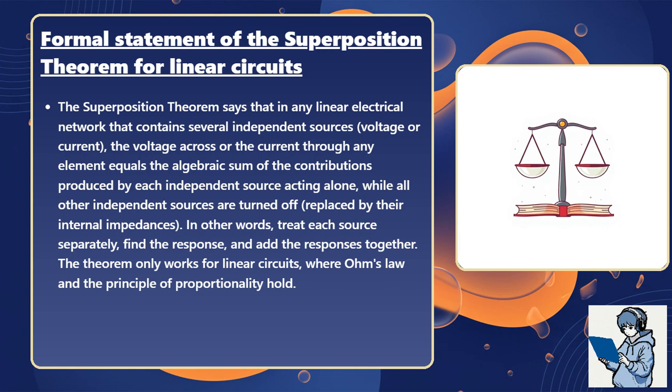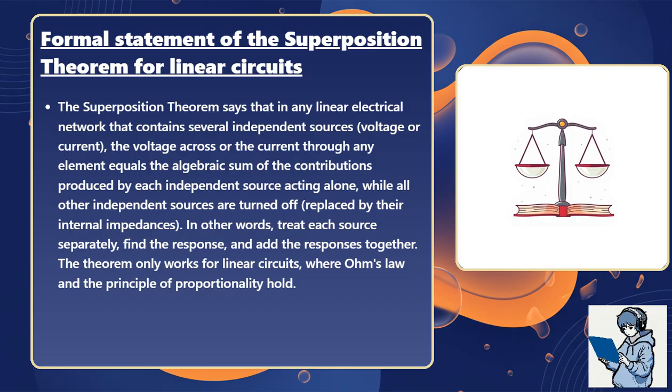The superposition theorem says that in any linear electrical network that contains several independent sources, voltage or current, the voltage across or the current through any element equals the algebraic sum of the contributions produced by each independent source acting alone, while all other independent sources are turned off, replaced by their internal impedances. In other words, treat each source separately, find the response, and add the responses together.